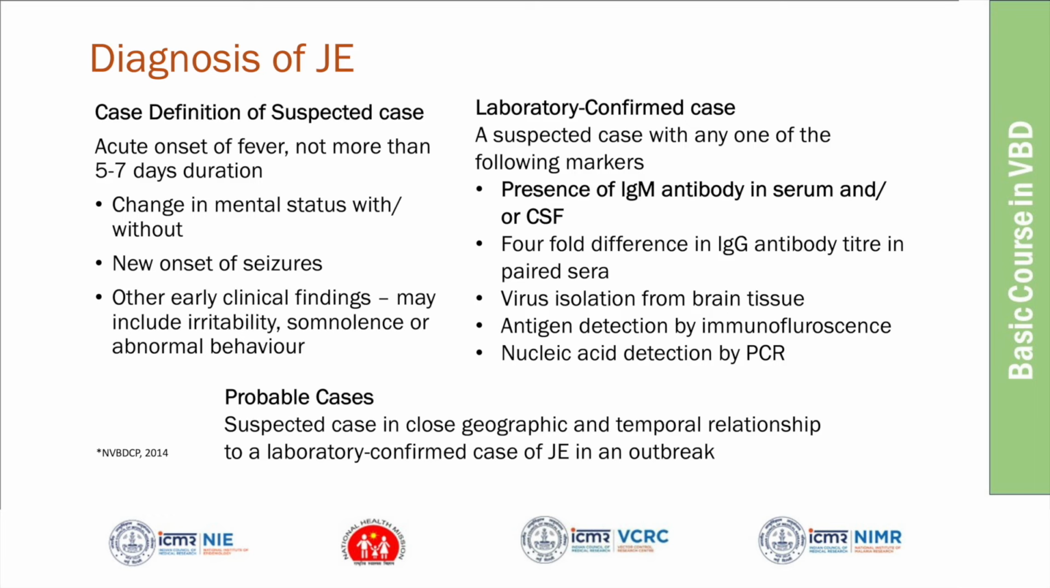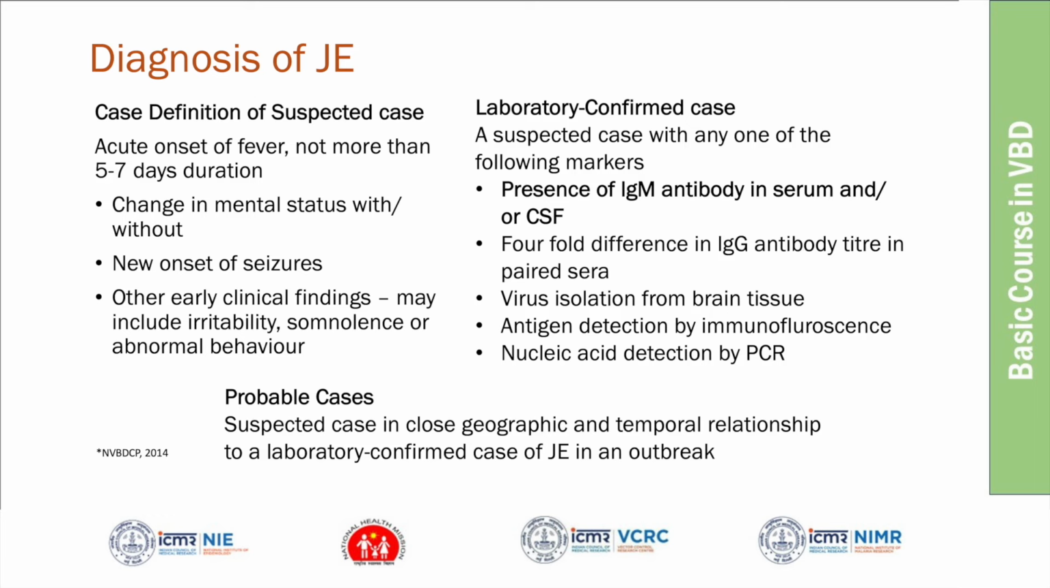So you cannot miss a JE case. It will have a very typical presentation: fever, a prodromal stage, followed by an encephalitis stage. The encephalitis stage has altered sensorium, with the child going unconscious or into coma. And all this happens in a very short span of time in a very healthy child.